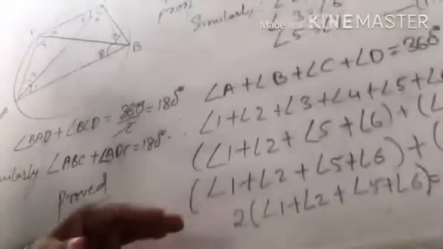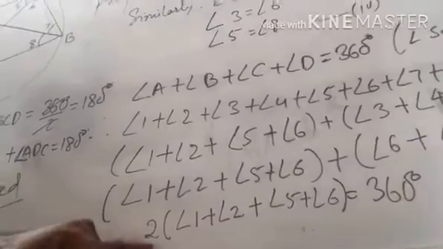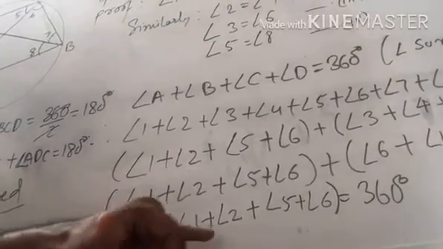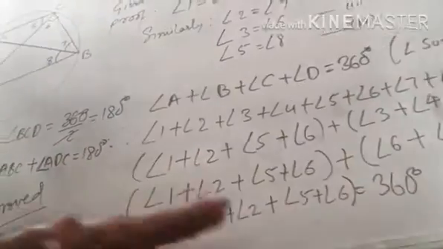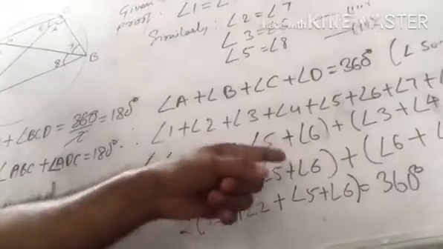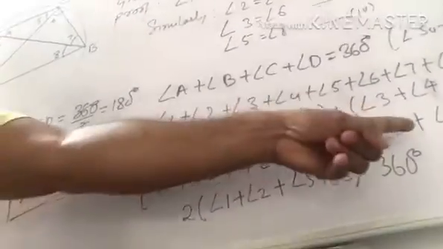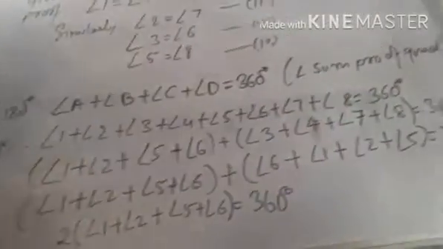Then we have to write like this: 2 times angle 1 plus angle 2 plus 5 plus 6 is equal to 360 degrees. This is twice because the above two parts are equal, the same.